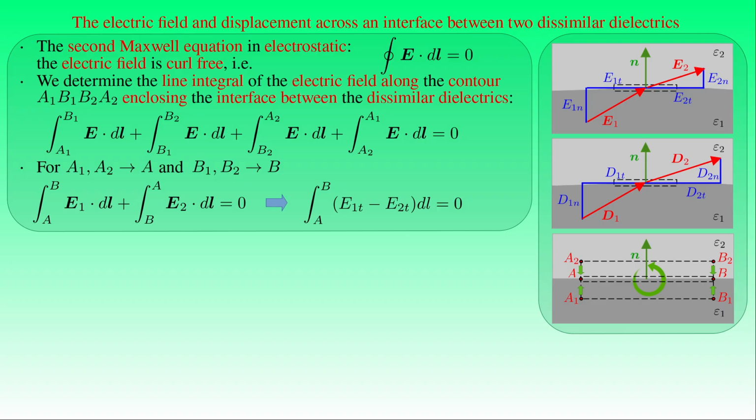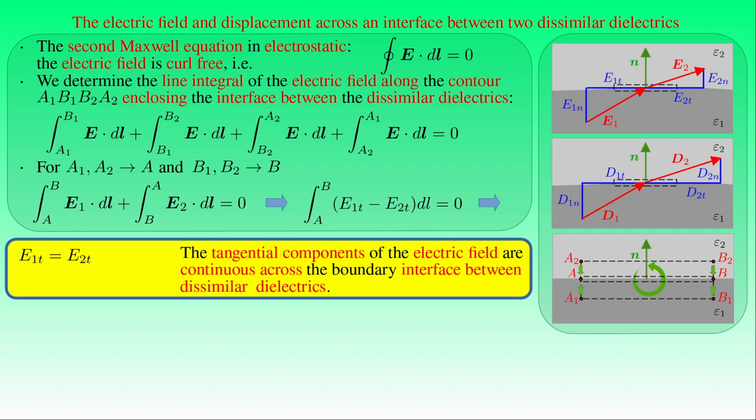This integral is equal to 0, and for arbitrary points A and B over the flat interface the integrand must vanish. Then we conclude that the tangential components of the electric fields E1 and E2 on the two sides of the boundary interface must be equal to each other, that is the tangential components of the electric field are continuous across the boundary interface between two dissimilar dielectric materials. This matching condition can also be formulated by stating that the difference between the electric fields on the two sides of the interface must be parallel with the normal vector n to the boundary at any point of the interface, that is the cross product of the normal vector n and the vector subtraction of the electric field strength E2 from the electric field strength E1 vanishes.